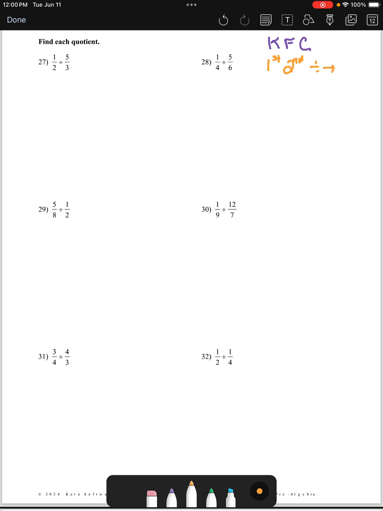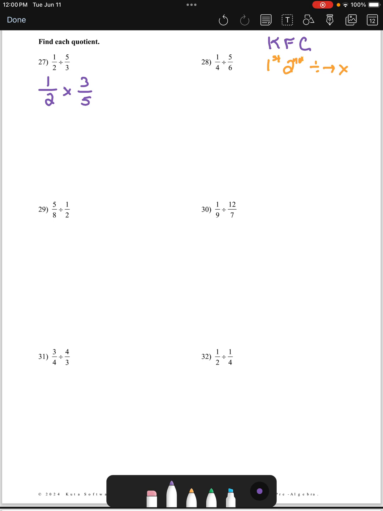What does this mean? Keep first fraction. Flip second fraction. Change division to multiplication. You can't divide with fractions, but we can turn it into a multiplication problem, and multiplying, no big deal.